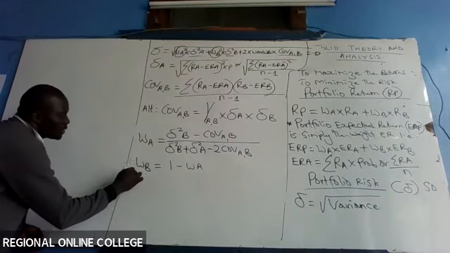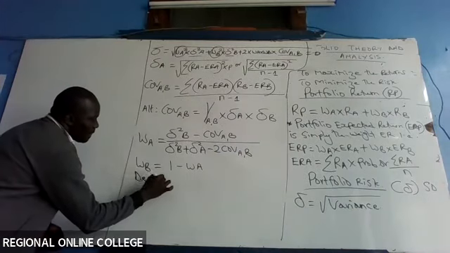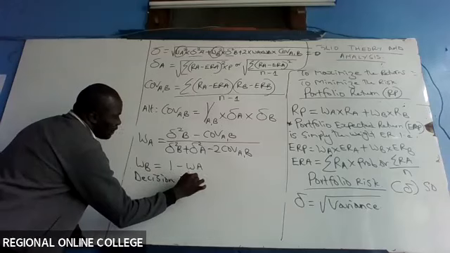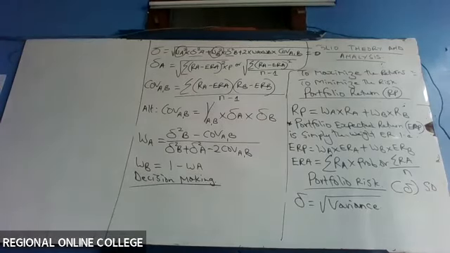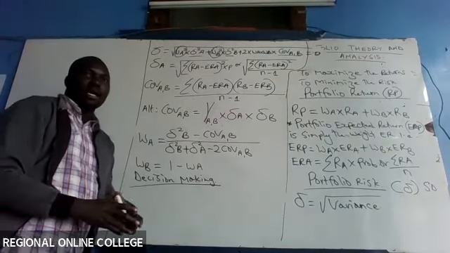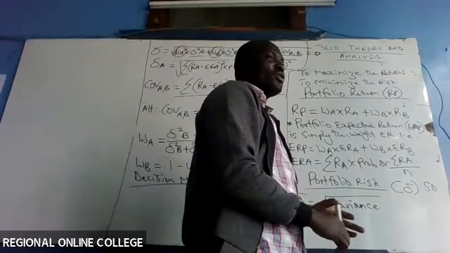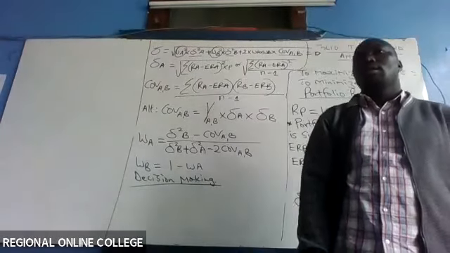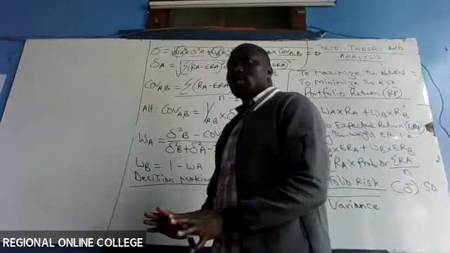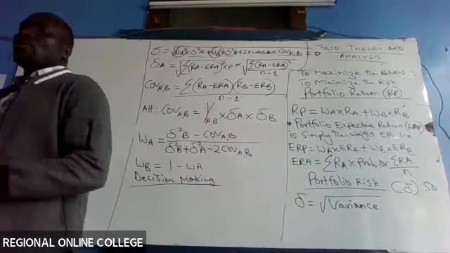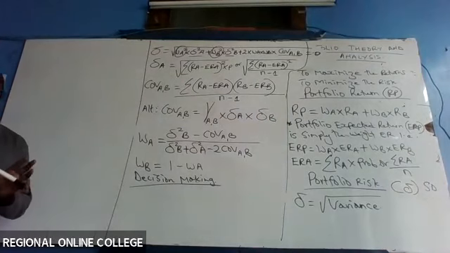Then let's talk about decision making. Remember we said in finance, killer topic, we're finance people. Finance people don't leave problems hanging. Finance people provide solutions to the problems: investment decisions, decision making, advising the management. Even for a portfolio, we must advise, we must make a decision.